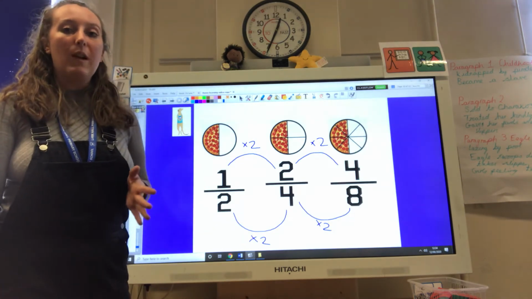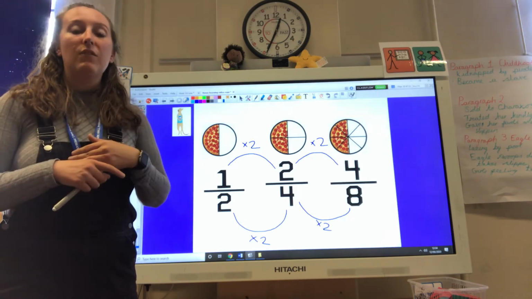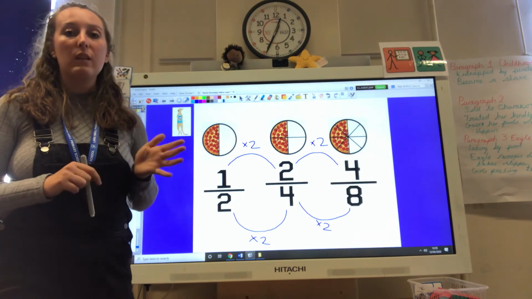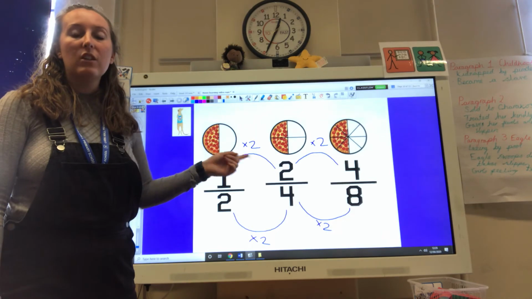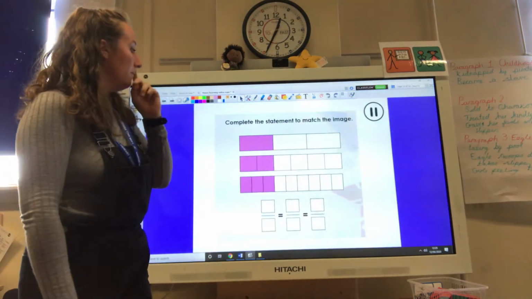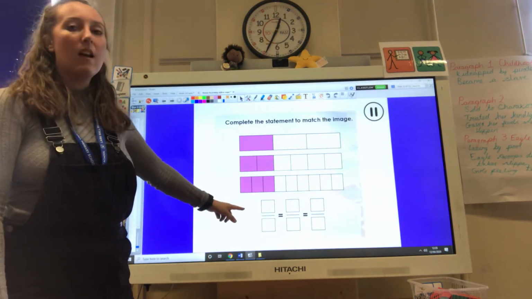When we look at equivalent fractions, we're only looking at multiplication and the inverse of that, division. We don't use add and subtract to find equivalent fractions. We only use multiplication and division. So if I multiply my numerator to find another fraction, I need to multiply the denominator too. I would like you to pause now to have a go at finishing this question.